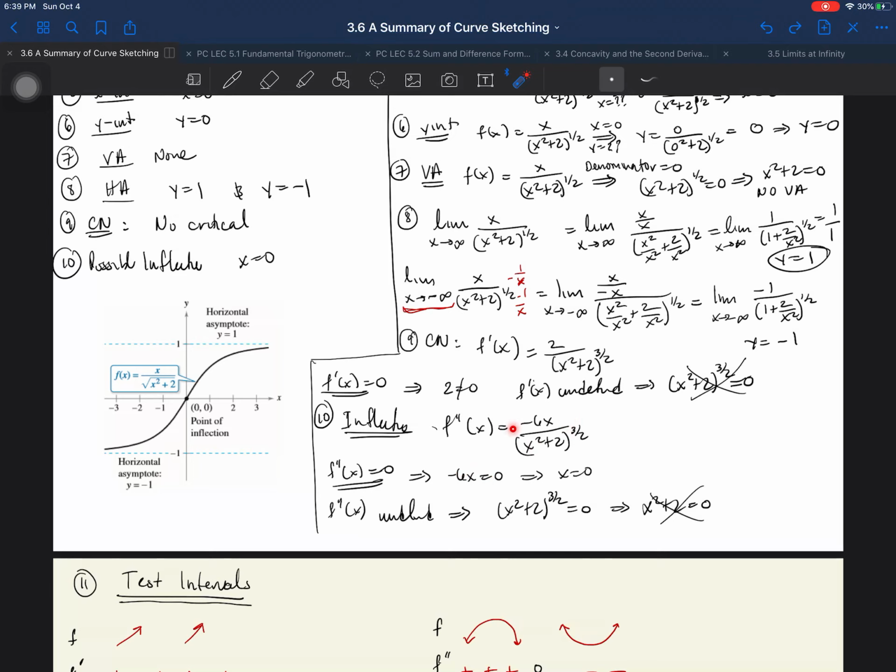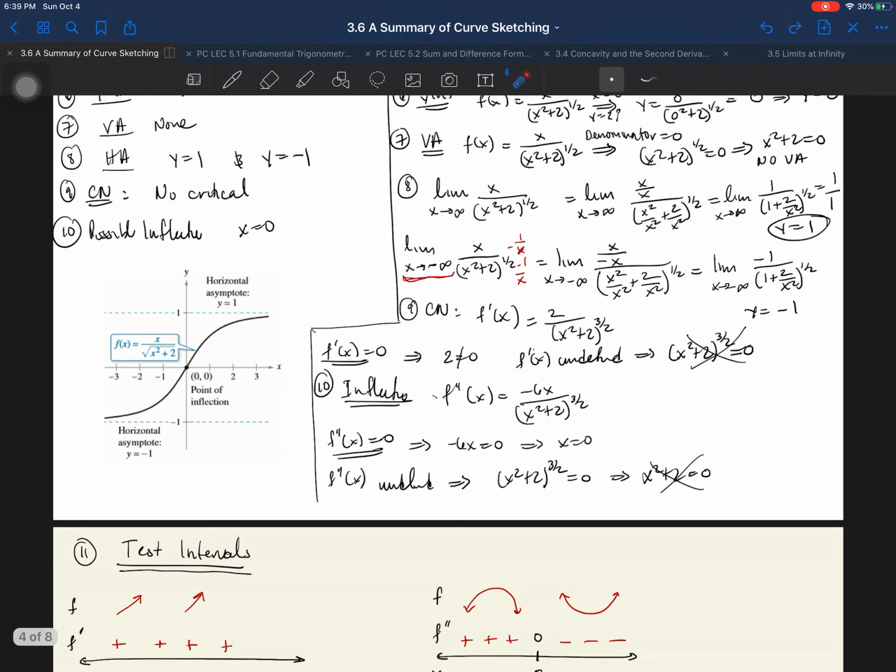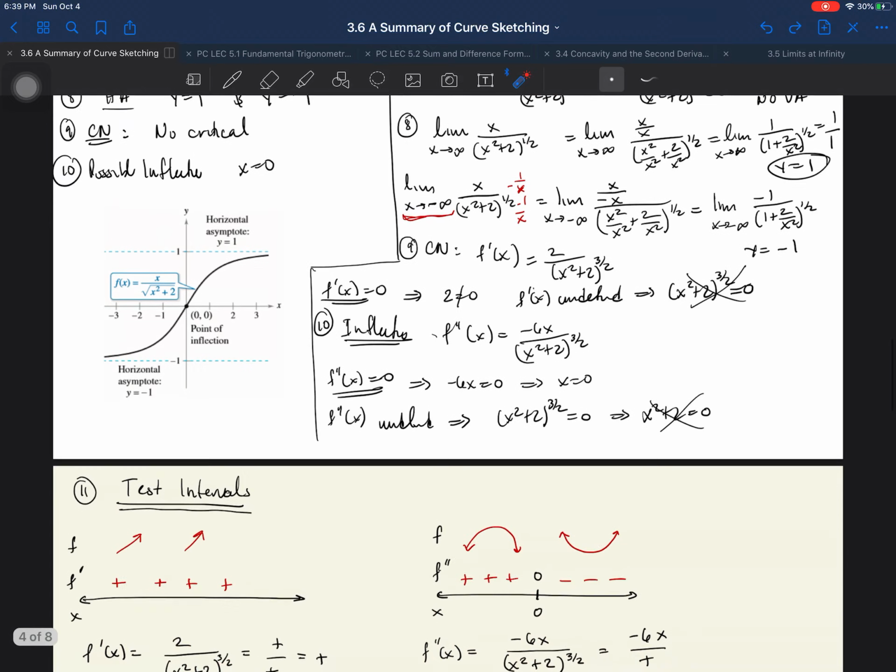So the second derivative will be 0 whenever the top is 0, which means whenever x equals 0. So that's one possible critical number. What about where it's undefined? It's going to be undefined whenever the denominator is 0, but we know that's never going to equal 0. So there are no possible inflection points from there. So there's only one. Well, what about testing intervals?